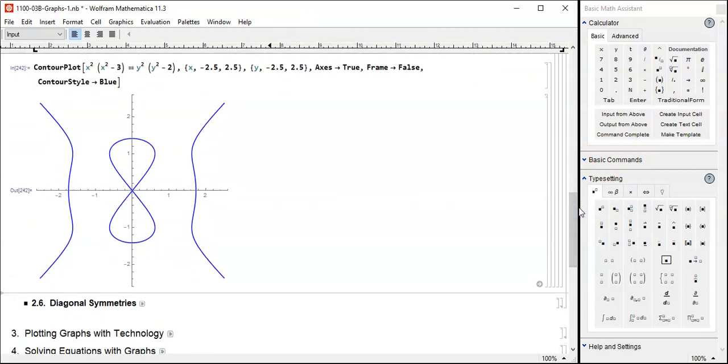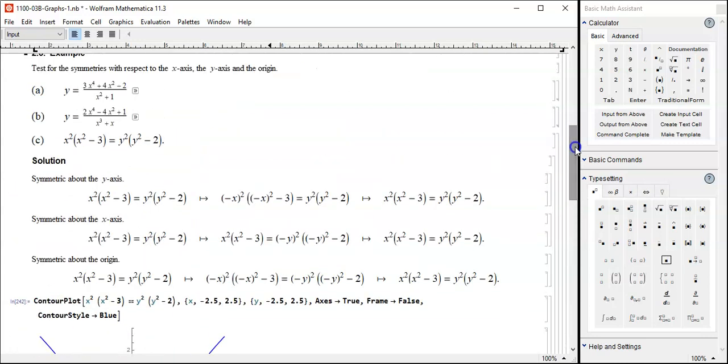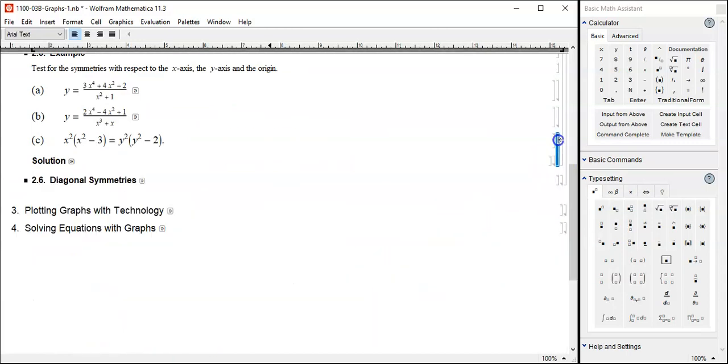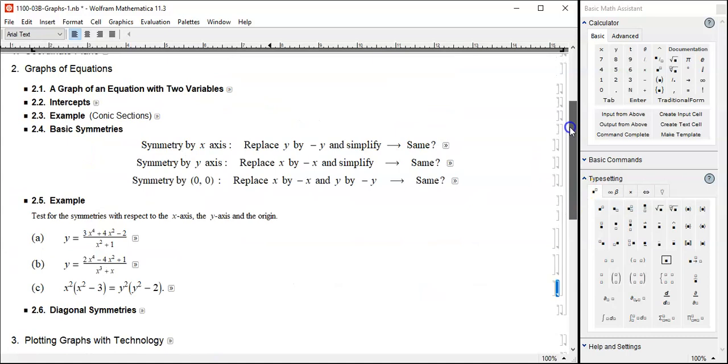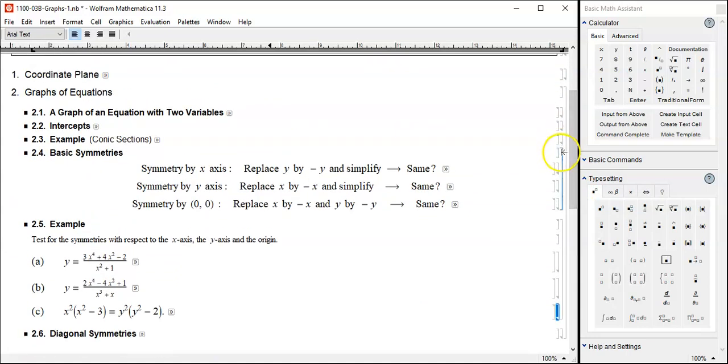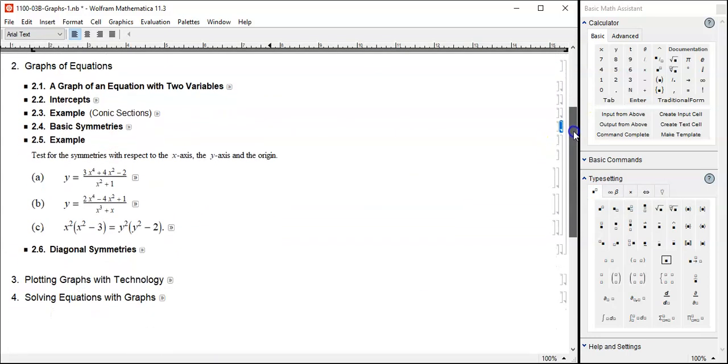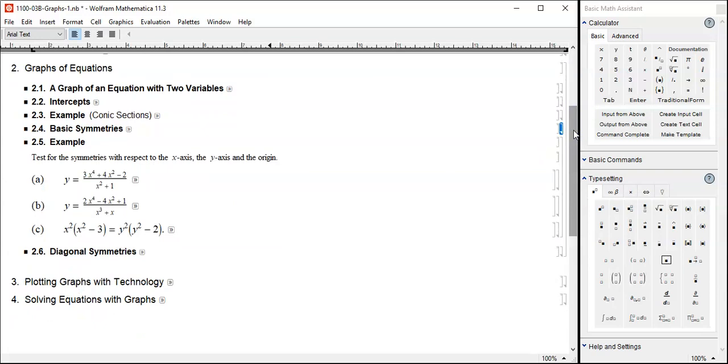And here's a picture. What do you think? Symmetry by the x-axis, yes or no? Symmetry by y-axis, yes or no? Symmetry by the origin, yes or no? To me, it's yes, yes, and yes. Algebraically, okay, like this, but I'm going to leave the details to the students. It's in a notebook. I want you to actually try and do your computation.